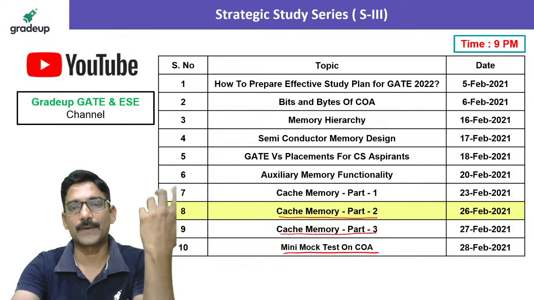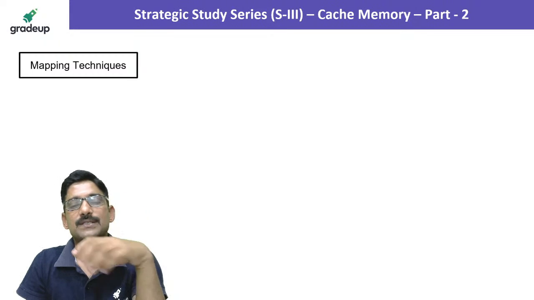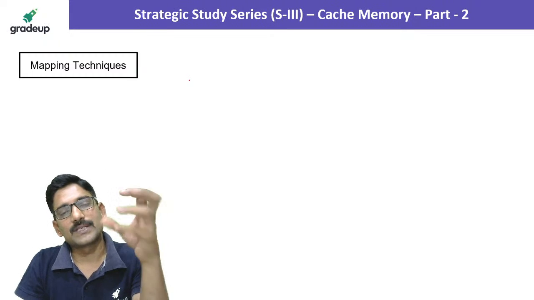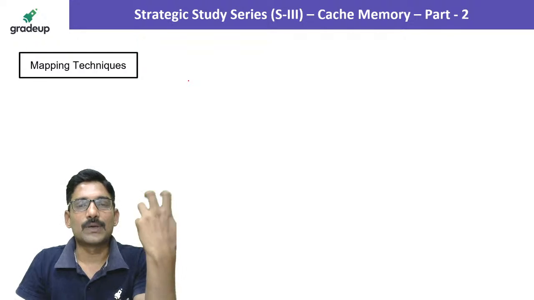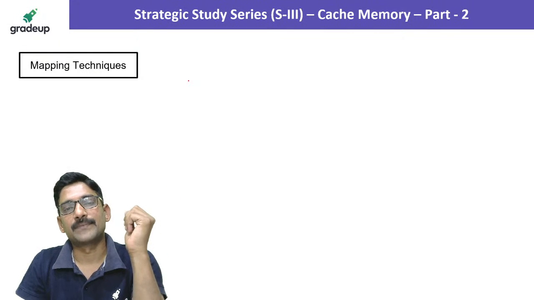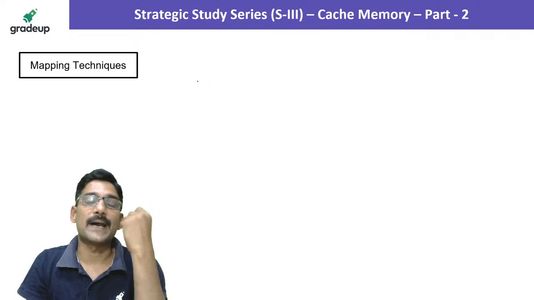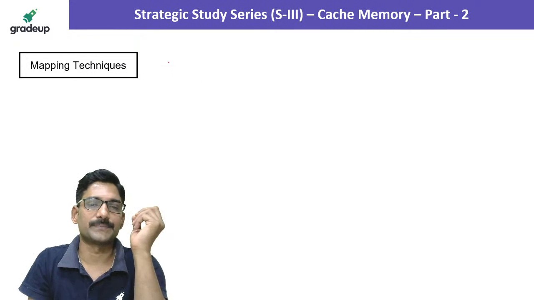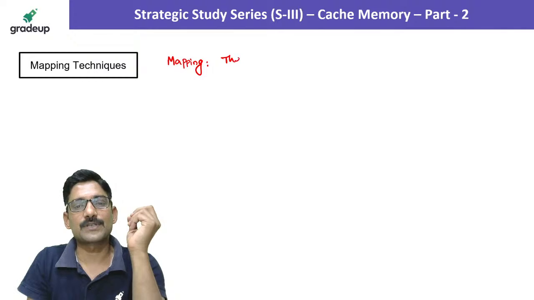Okay, so let us start. In the last class, we discussed what cache memory is, the purpose of cache memory, the different types of cache misses, the locality of reference principle, and then the write policy and replacement policy. And we were discussing mapping techniques. What is mapping? Basically, mapping refers to the process of address translation.